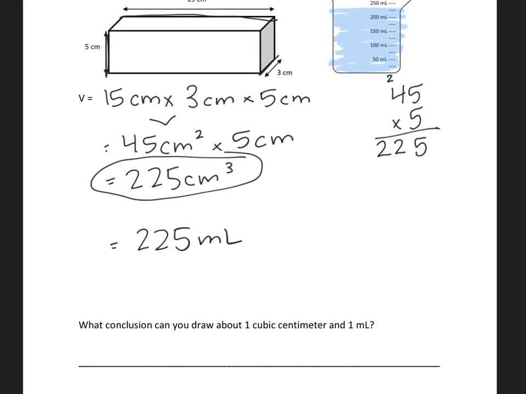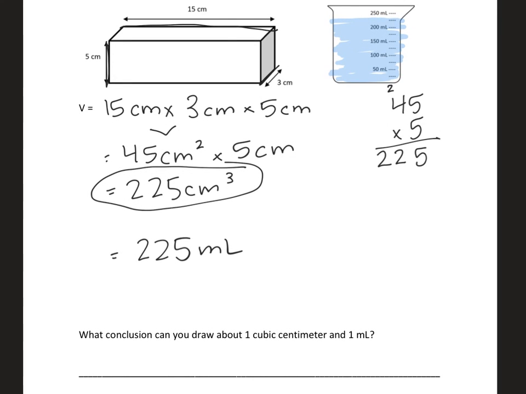On the bottom, it says, what conclusion can you draw about 1 cubic centimeter and 1 milliliter? All right, so think about what did we talk about? What was the whole point when we were doing this lesson? What did we learn? That 1 cubic centimeter and 1 milliliter are what? All right, and hopefully you remember that 1 cubic centimeter and 1 milliliter are equal. And you can write that on the line like you're supposed to.